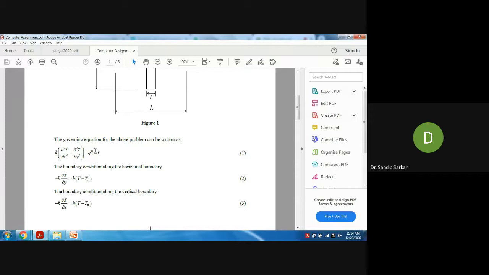That is steady heat conduction problem with internal heat generation. You can write this partial differential equation. Okay, I think it is clear to all of you. Yes, sir.